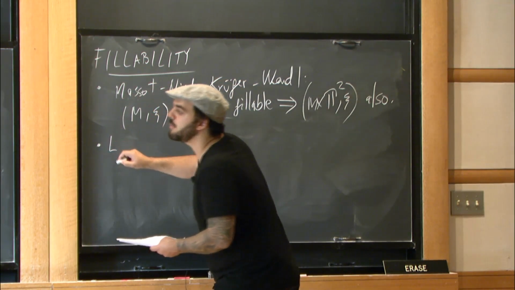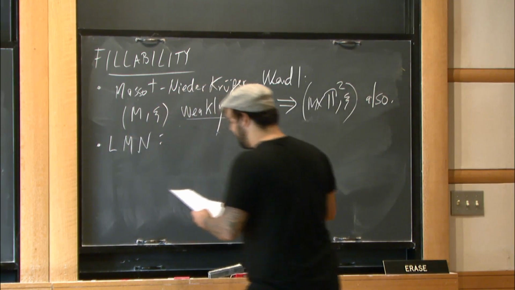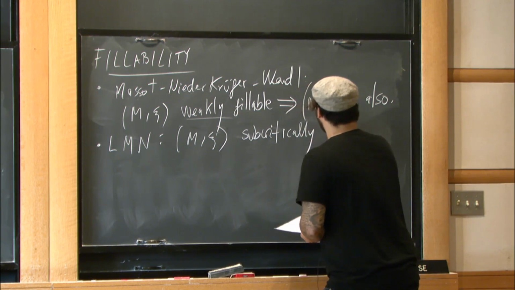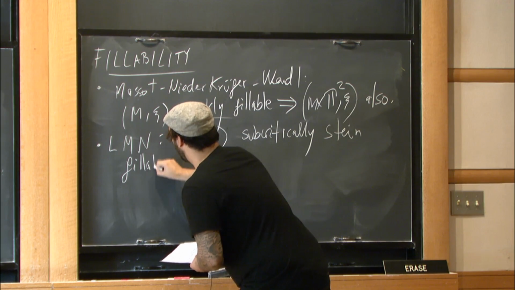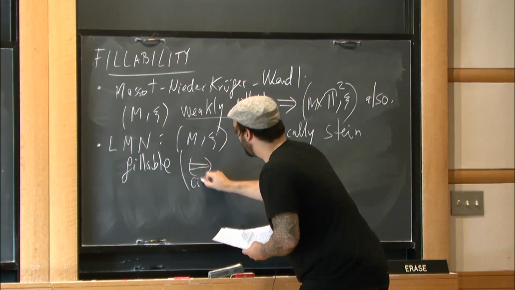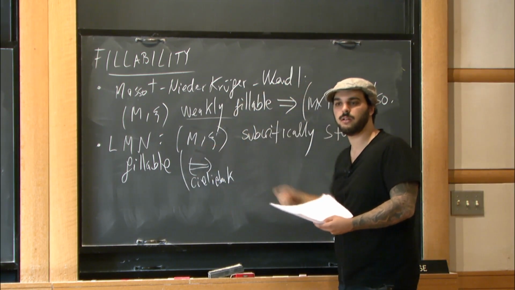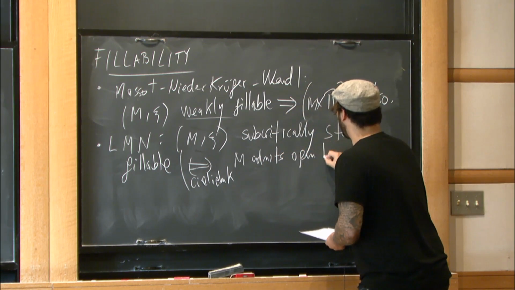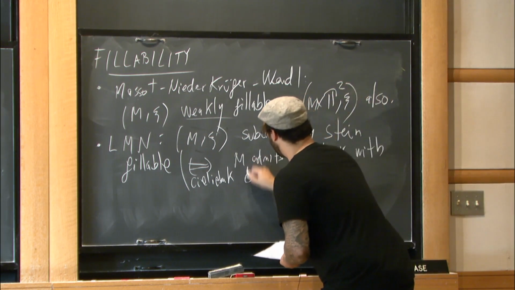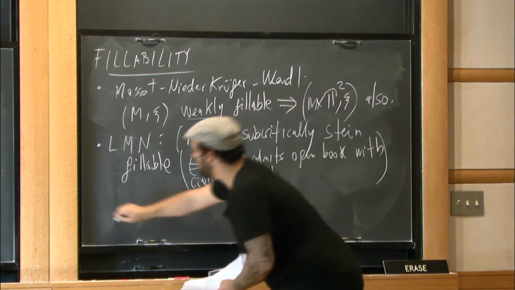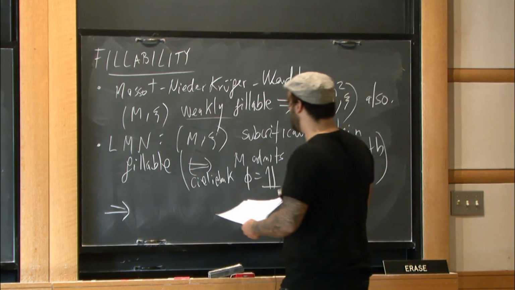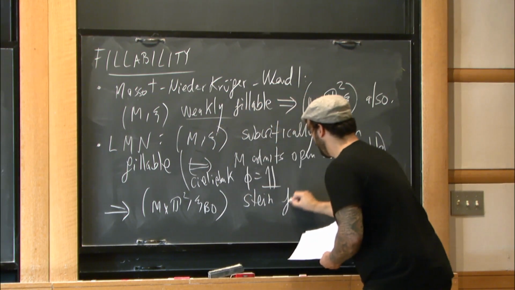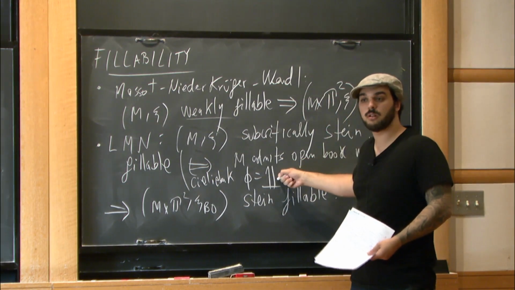The second result, again by the same people, Lisi, Marinković, and Niederkrüger, in some sense says if you start with some subcritically Stein fillable manifold, which by results of Çiçek is equivalent to the fact that M admits a supporting open book whose monodromy is trivial, then the associated Bourgeois manifold is Stein fillable, where the open book that I take is the one with trivial monodromy.